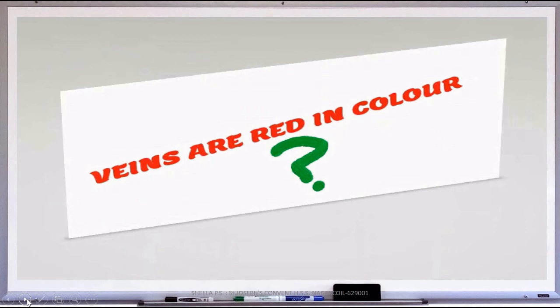Why? Do you want an answer for it? Veins carry hemoglobin without oxygen, that is deoxygenated blood. It absorbs more red light, so it appears much darker. So they might look blue when you see them through your skin, as it is darker blood. Hope you got the answer.